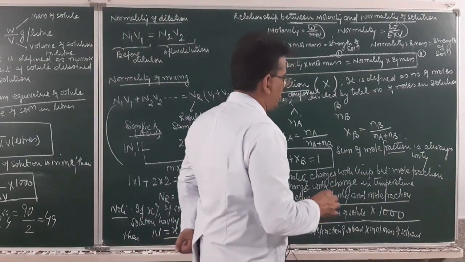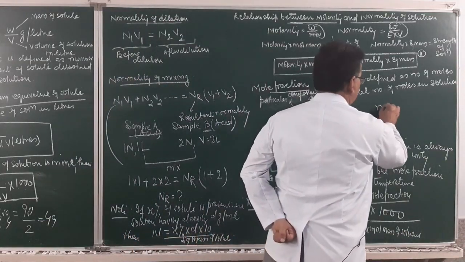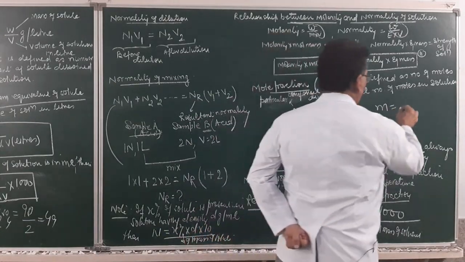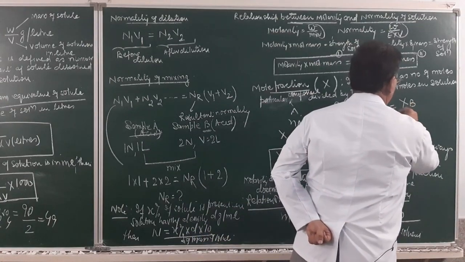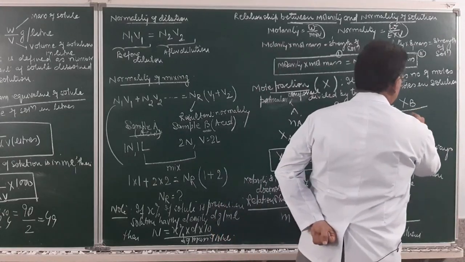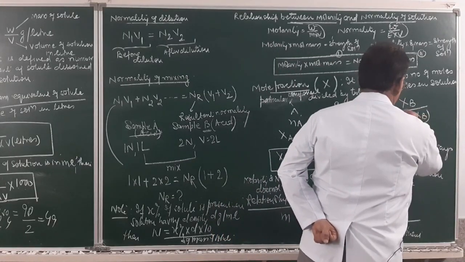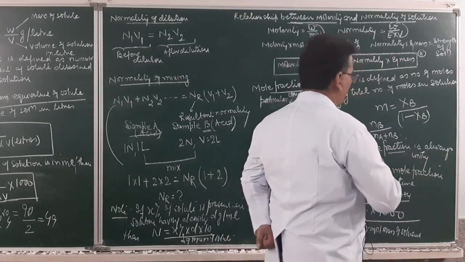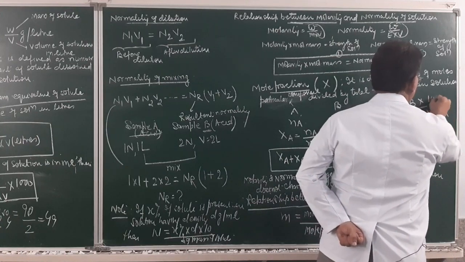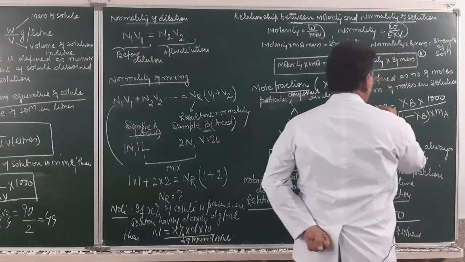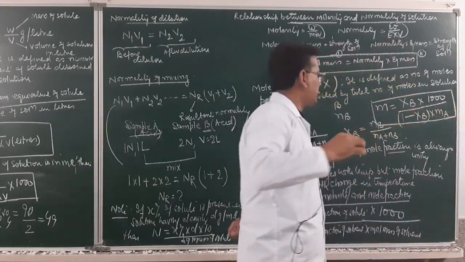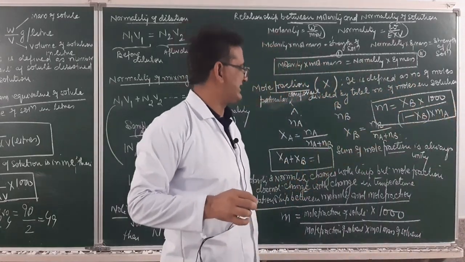Or we may write this formula this way: molality will be equal to mole fraction of solute. Let me represent it by XB. XA plus XB will equal 1, so this will be equal to 1 minus XB, into molar mass of solvent Ma, into 1000. This will be the formula to calculate the molality of the solution if the mole fraction is given.